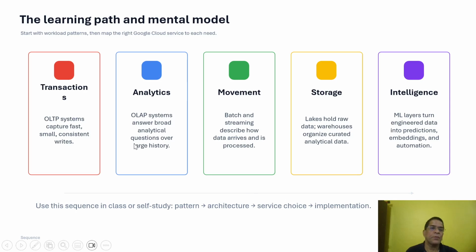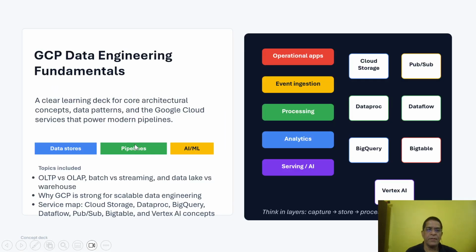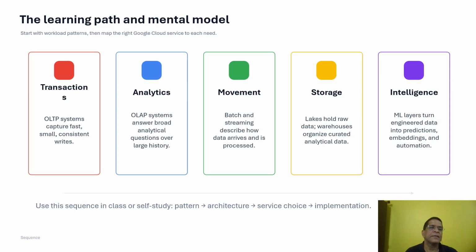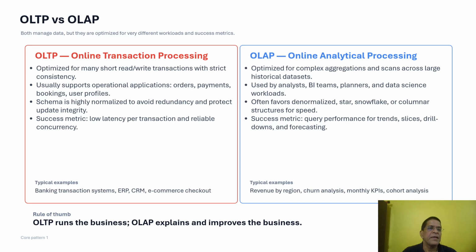Okay, so this is the data engineering fundamental we saw yesterday, and this is the learning part and mental model: transaction, analytics, movement, storage, intelligence. This is what we have to do in data engineering, and the intelligence part is your AI engineering. Then OLTP, online transaction processing, and OLAP, online analytical processing. OLTP examples: banking transaction system, ERP, CRM, e-commerce. OLAP examples: revenue by region, channel analysis, monthly KPI, cohort analysis, where we have to do analysis of the data set.